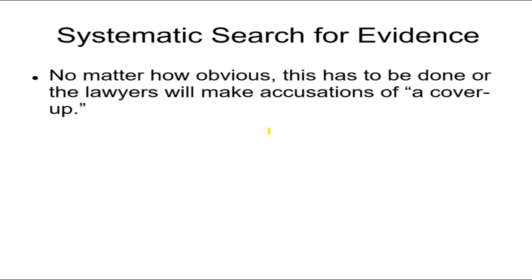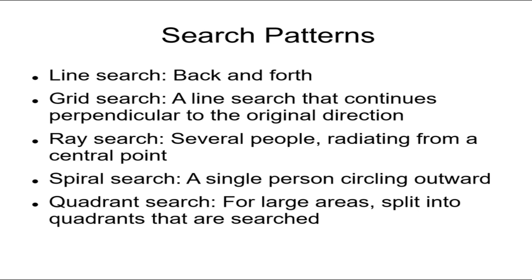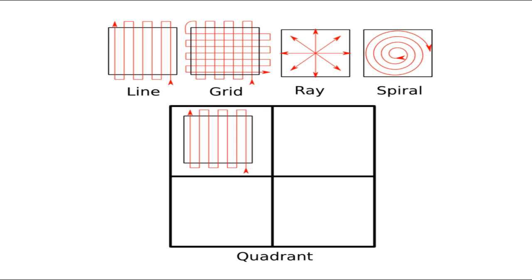Follow the protocols. Do a systematic search for evidence. There are many different patterns of search. There's line search, grid search, ray search, spiral search, and quadrant search. So this is what they look like. This is the line search. Again, assuming this is the crime scene, go up here, go back down, up and down until you get to the end. So you've taken care of the entire crime scene.